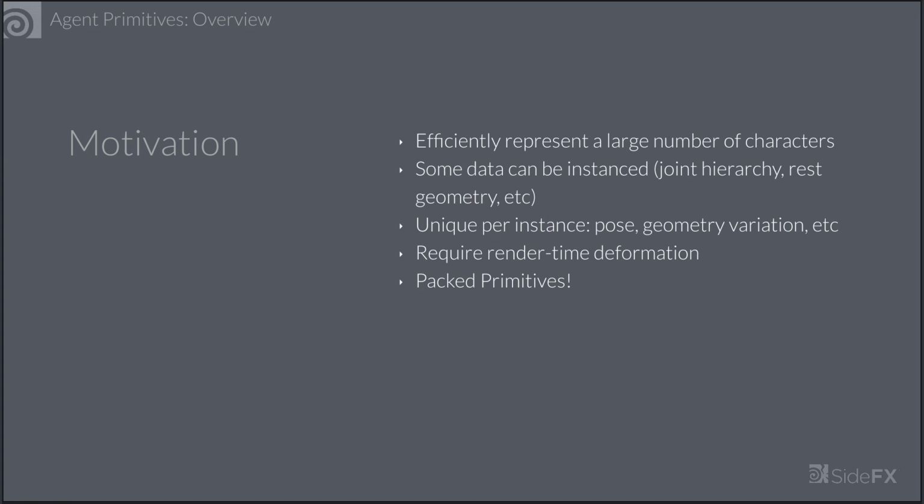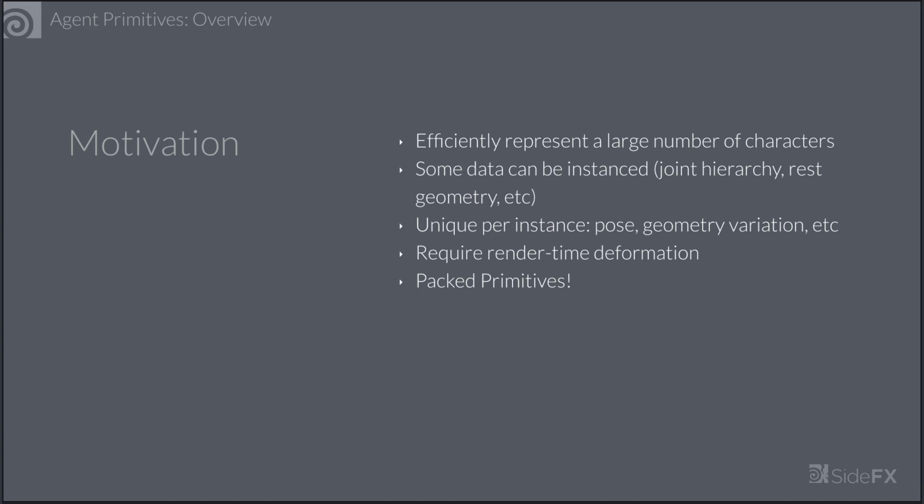But also, of course, there's going to be some unique data per agent that we can't avoid storing, right? Things like the current pose, what geometry shapes they're supposed to be displaying, and so on. And also related to this, if we were to generate the final deformed geometry for an entire crowd, that would be extremely heavy. You probably wouldn't want to be storing this on disk because it would take up a ton of space. So we want to be able to deform the geometry just when it's requested at render time in order to be able to get good performance.